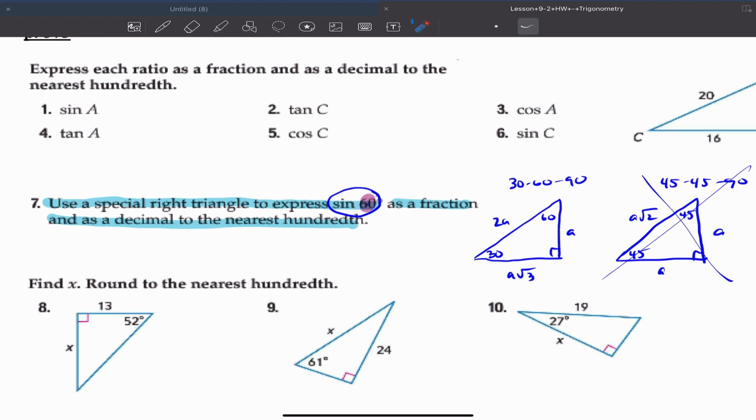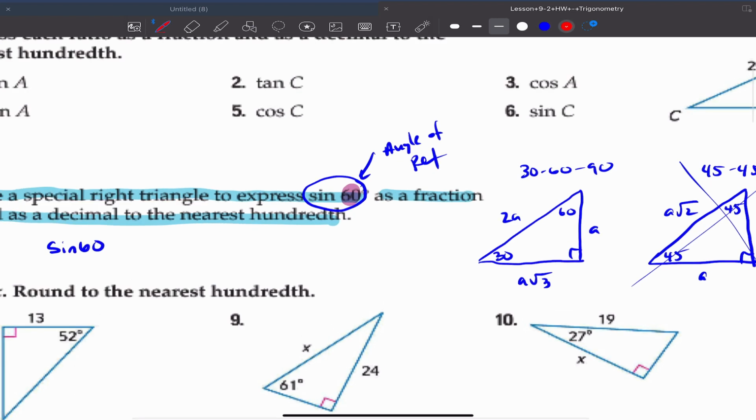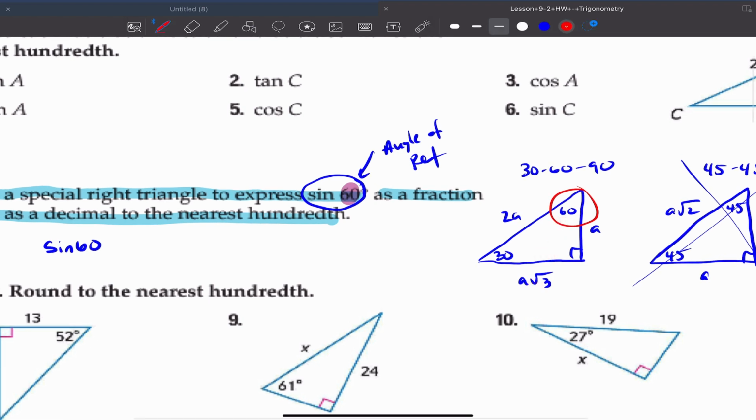So, great, I have sine of 60, where 60 is the angle of reference. So if 60 is the angle of reference, I'm going to find my 30, 60, 90 triangle. I'm going to find 60, and I'm going to circle that because, again, that's my angle of reference. So let's label the figure. Across from 60 degrees, this side here is my opposite side. Across from 90 degrees, this side is my hypotenuse. Oh, no, sorry. Across from 60 degrees, this side is my adjacent side. Okay, 60 is your angle of reference.